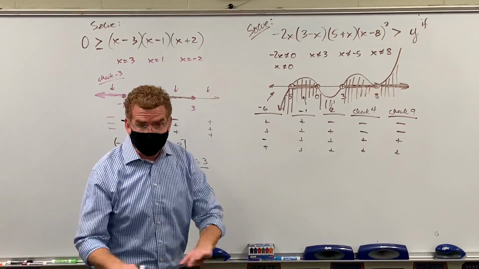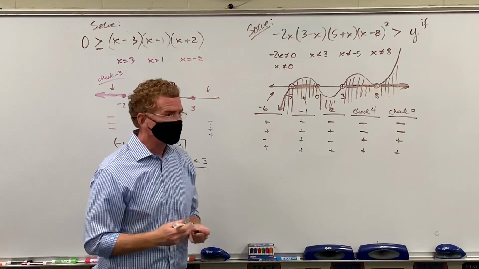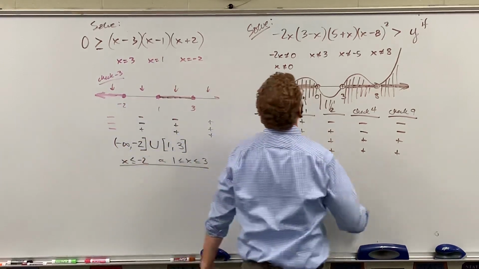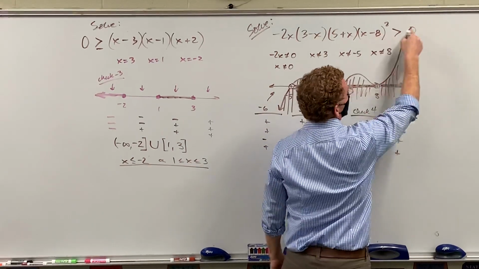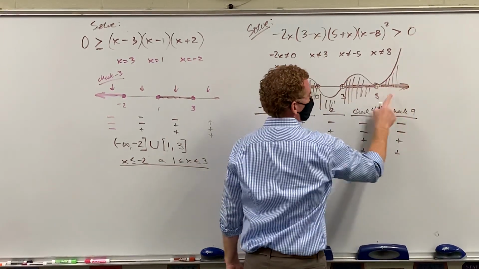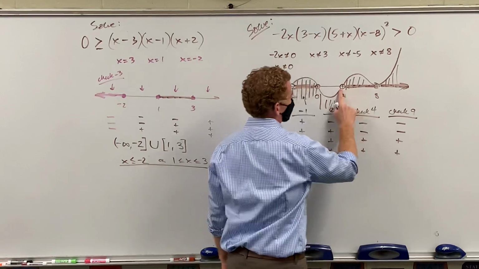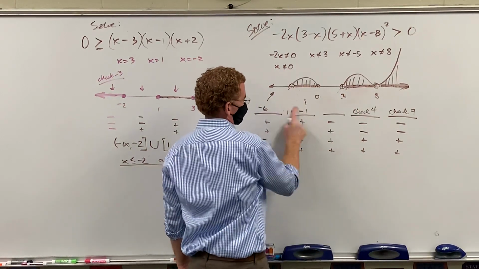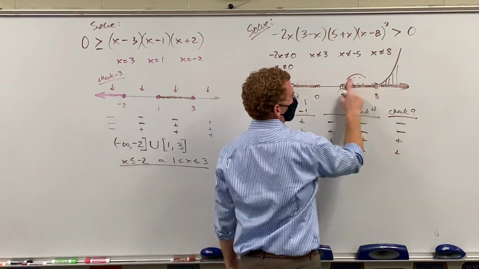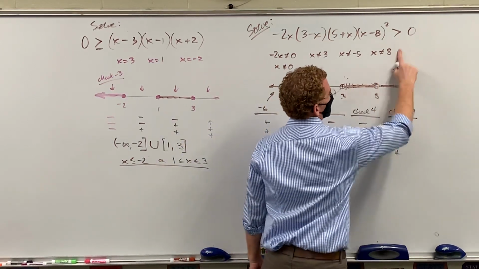But do you need to know that right now? No, because we're not even talking about y, are we? We just want to know where that's positive. So I don't need to know any of that other stuff. But if you're looking for an explanation as to why that happened, it really has to do with the fact that there are single roots and there are double roots.